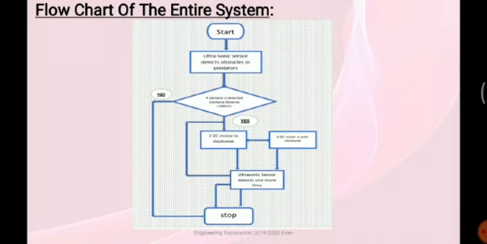Flowchart of the entire system. After the start of the system, the ultrasonic sensor will detect an obstacle or predator, and if the obstacle distance is less than 100 centimeters, then 2 DC motors will move clockwise and 2 DC motors will move anti-clockwise, and this will help in achieving the digging function. After that, the ultrasonic sensor will detect one more time, and if the obstacle distance is greater than 100 cm, then our system will stop.